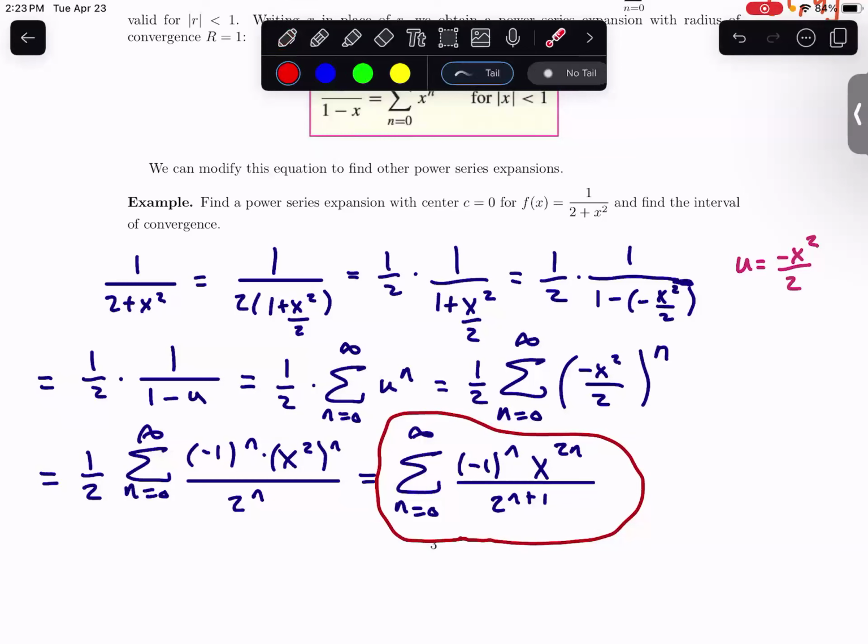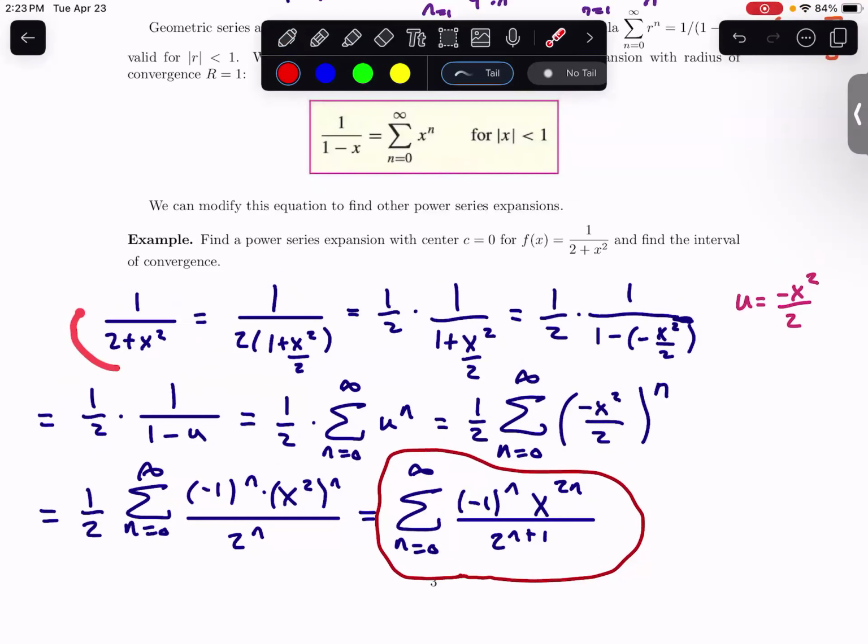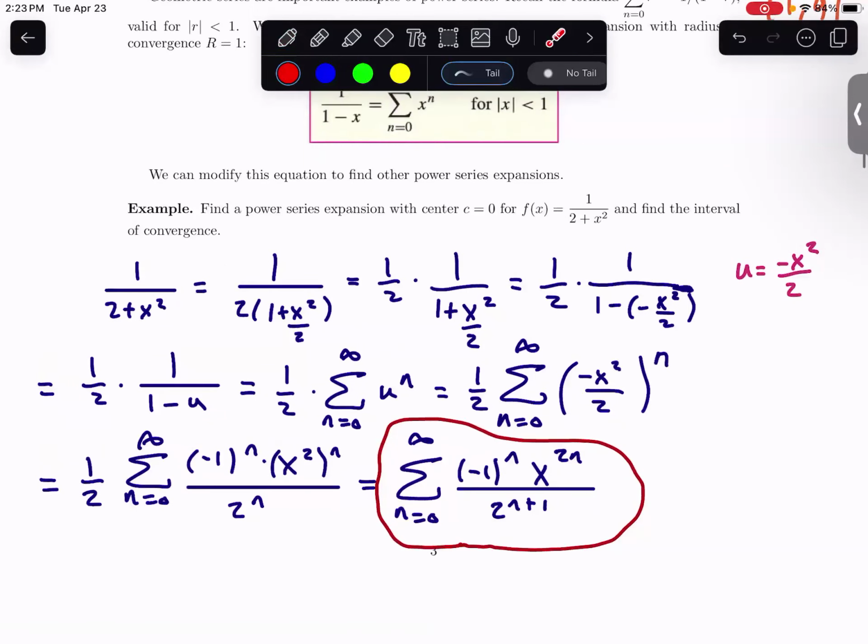And so most of the work just comes from these initial steps. You're given this original function, and then you want to simplify it in a way so that you can rewrite it in the following form, usually with a different variable. So it's like 1 over 1 minus x. We're able to transform this 1 over 2 plus x squared in terms of this 1 over 1 minus u, where u is equal to minus x squared over 2. So that's finding the power series, and then it wants you to find the interval of convergence.